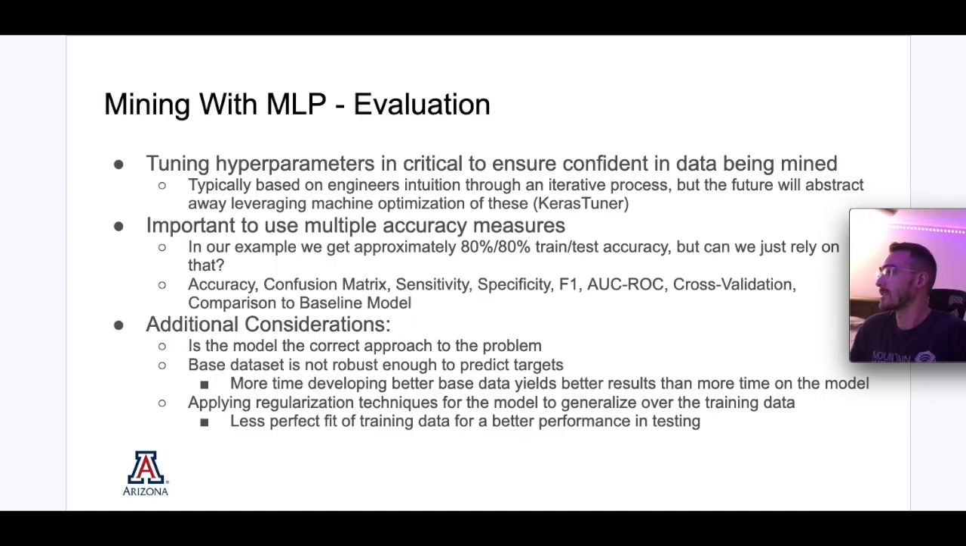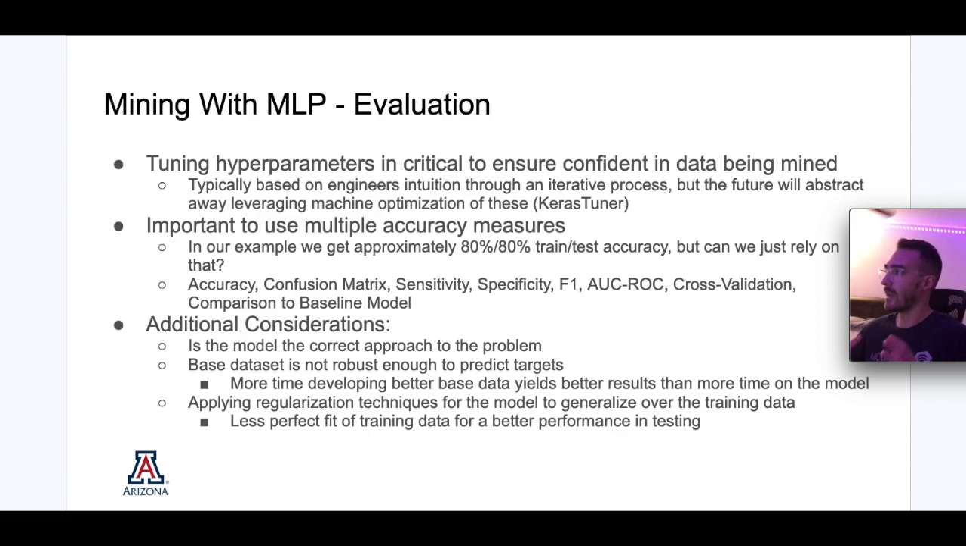After the data mining process itself, we want to start going into the evaluation phase, where we're really trying to test how accurate is the information that we are mining from the data. And this, again, with neural networks, is going to come down to hyperparameter tuning, just so that we can ensure that we have the most robust model that we can for the classification purposes. We also want to make sure that there are multiple accuracy measures being used, along with any other additional considerations, such as, is this model the correct model for the problem? Is there an issue with the base data set itself that's not robust enough to predict those targets?